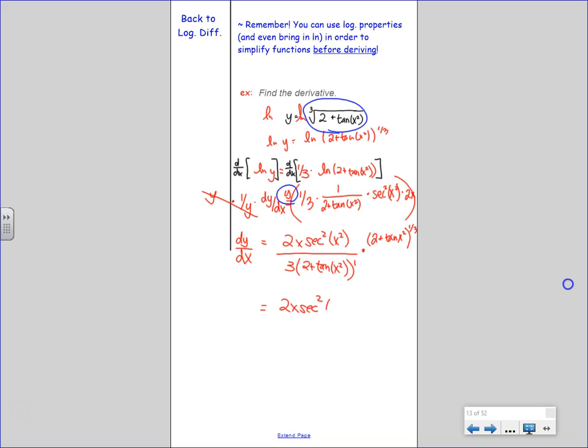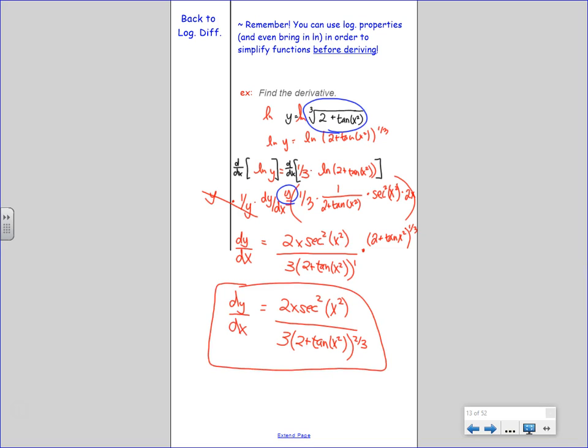-2/3. Which means I'm going to have that whole mess raised to the 2/3 and in the denominator because it's a negative power. So 2 plus tangent of x squared to the 2/3 is my dy dx.